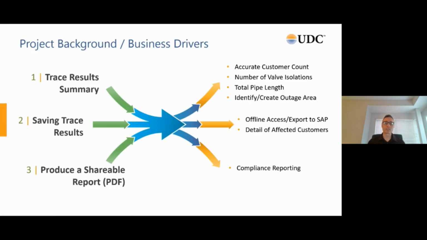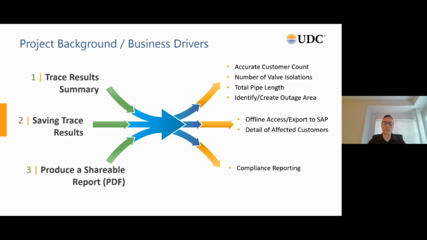When we spoke with the customer, they really expressed an interest in an accurate customer count, total number of isolation valves, pipe length, and outage polygon. These would all be captured for running an out-of-the-box trace and displaying the custom summary. Then they want to do something with those results to help them manage their work.